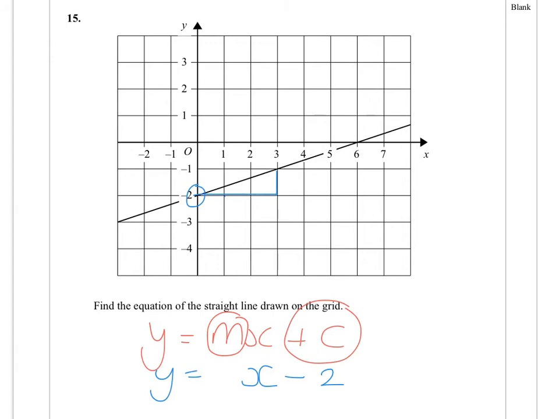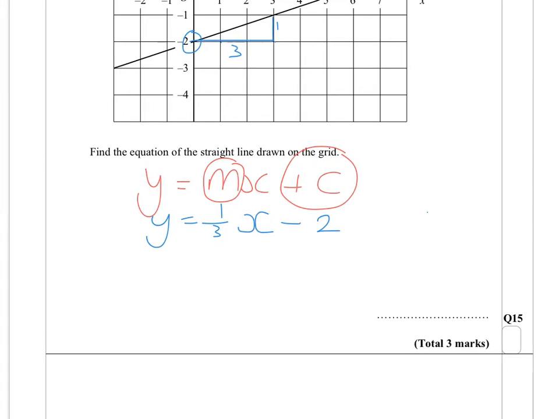Okay, so steepness, we express it as a fraction, as a third. Okay, so for every 3 it goes to the right, it goes 1 up. Okay, ratio of 1 to 3. So we say 1/3 x minus 2. Okay, you get 1 mark for m, the gradient, you get 1 mark for the y-intercept, you express it as y equals mx plus c, it gives you, guys, your third mark. Okay, so third mark, y equals 1/3 x minus 2.